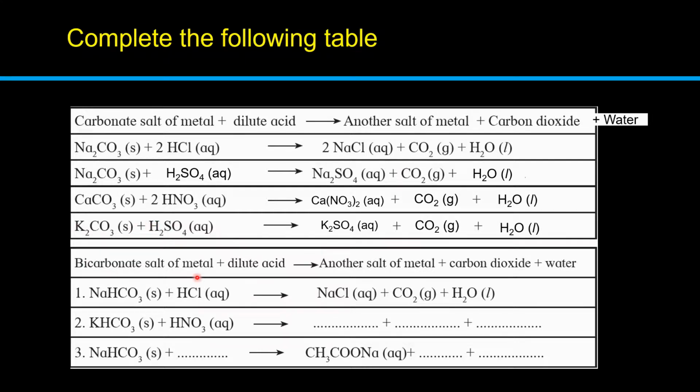Coming to bicarbonate salt, it is sodium bicarbonate with acid forming again salt, carbon dioxide, and water. Here we have potassium bicarbonate, nitric acid, the salt, yes, it is potassium nitrate, carbon dioxide and water. What about sodium bicarbonate with which acid will we get this salt, children? This is sodium acetate. You are right, it is acetic acid. The remaining gap can be filled with carbon dioxide and water. Hope now you have understood the reaction.